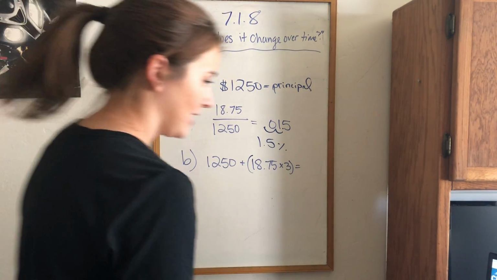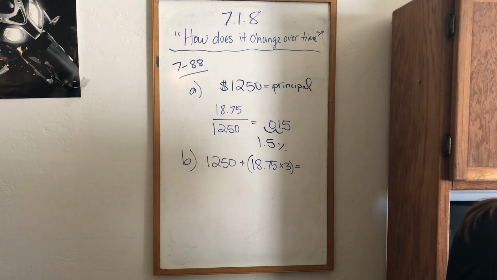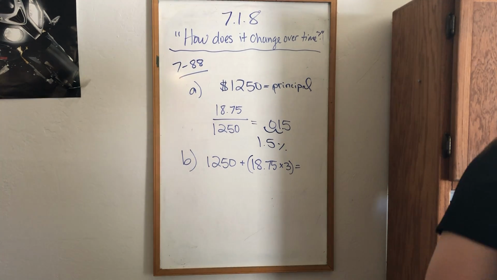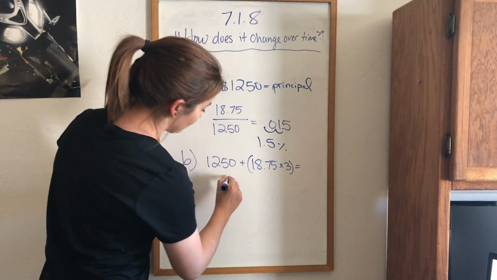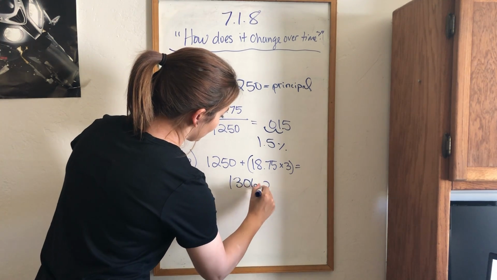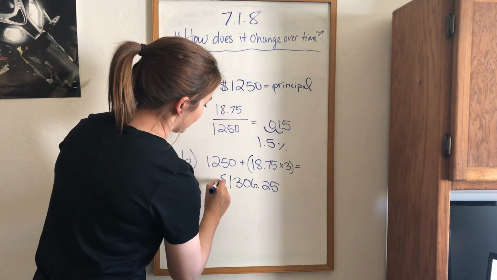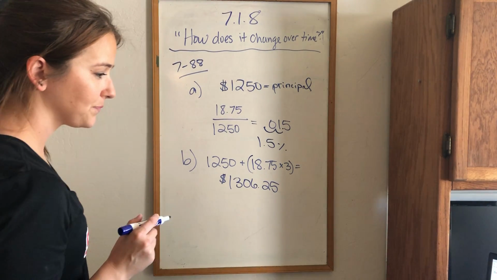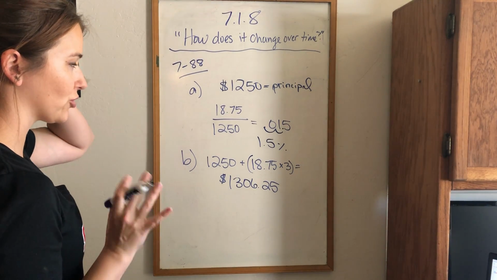And I'm actually going to use my calculator now because I can't rely on Dad's calculator. So we have 1875 times 3 plus 1250. 1306 and 25 cents. So that's how much they would make after 3 weeks.